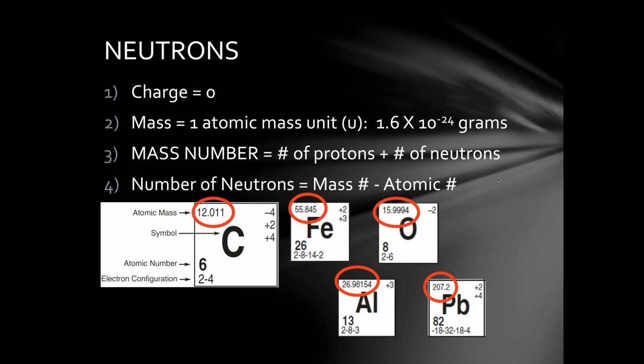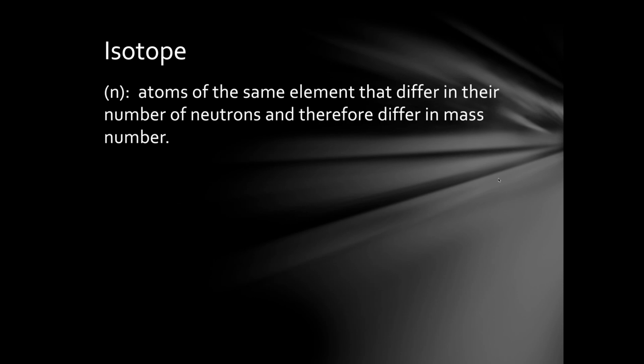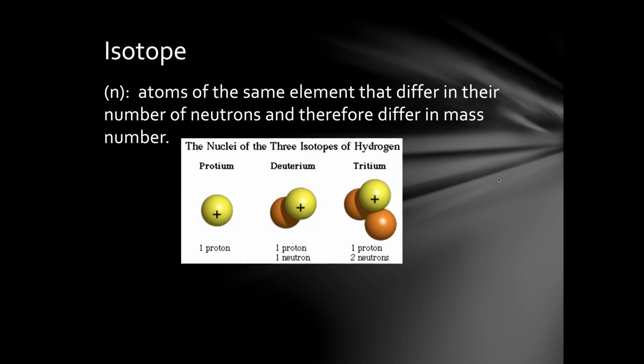And because we can have multiple flavors of carbon, we actually come up with a name for it. It's not called flavors, it's called isotopes. And these are atoms of the same element that differ in their number of neutrons, and therefore they differ in their mass number. Now, here are 3 isotopes of hydrogen. We have protium, which has 1 proton, deuterium, which has a proton and a neutron, and tritium, which has a proton and 2 neutrons. Notice that they all have only 1 proton.